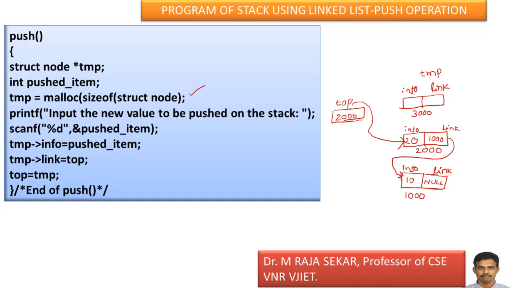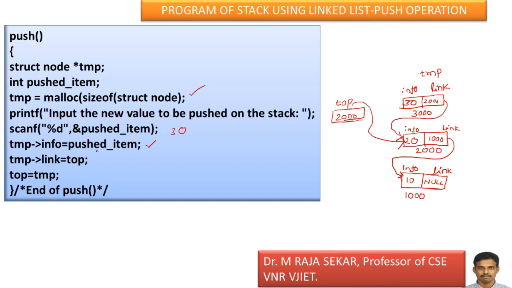Input the value to be pushed on the stack. Let me say I entered number 30. This 30 will get stored in the place of pushed and score item. TMP arrow info equal to pushed and score item. This is TMP arrow info equal pushed and score item, that is 30. Pushed and score item means 30, isn't it? TMP arrow link equal top. What is my top value? 2000, isn't it? 2000. Automatically it will point here, isn't it?